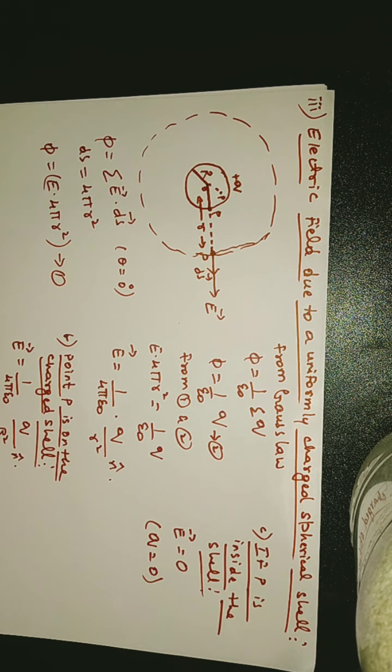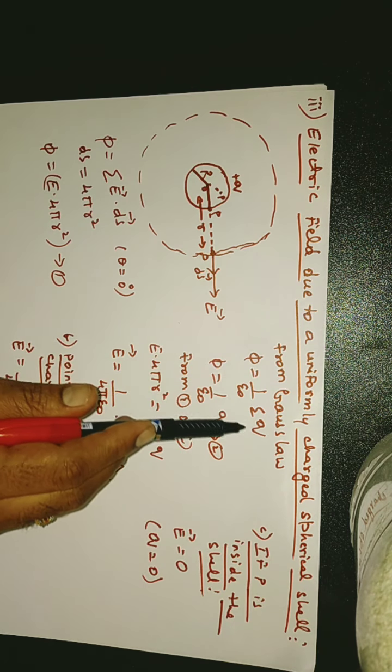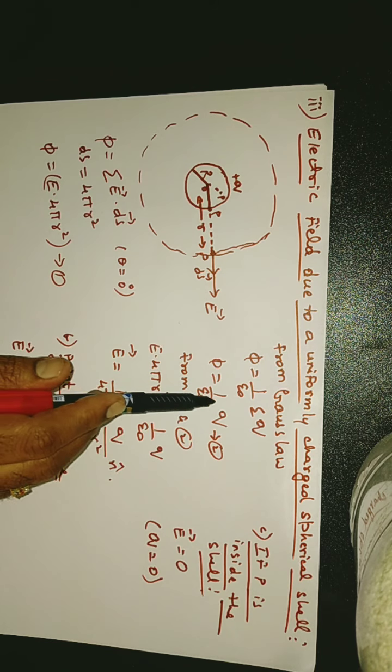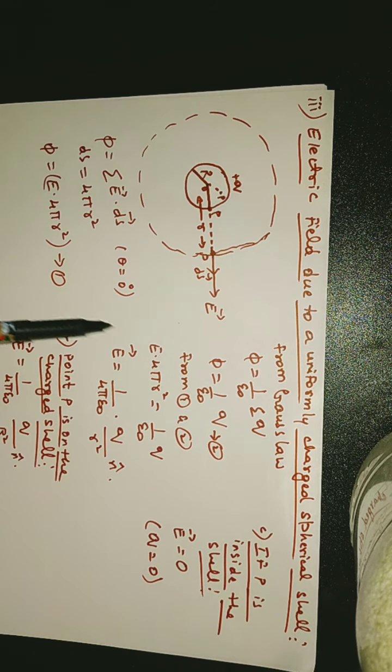This is from the definition of electric flux. Theta is 0 here. So you know that it is E cos theta into ds. Cos 0 is 1. ds is the surface area of the Gaussian surface, which is 4 pi r square. So phi may be written as E into 4 pi r square. This is equation 1. Then from Gauss law, phi is equal to 1 by epsilon naught times sigma q. Phi is 1 by epsilon naught times q, that is the charge on the sphere.